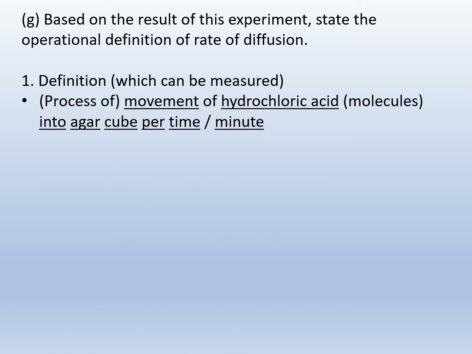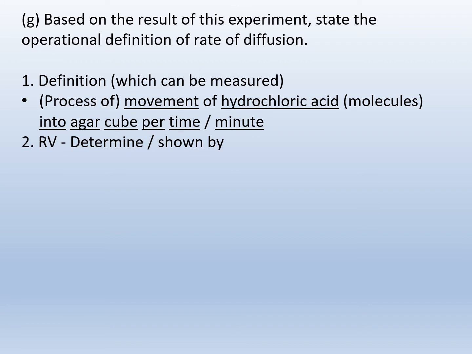G. Based on the result of this experiment, state the operational definition of rate of diffusion. For this question, you cannot give a general definition of rate of diffusion. You must refer back to the experiment, how the experiment is conducted, and use all the apparatus and materials in this experiment to give the definition of rate of diffusion. The definition must be something which can be measured. For example, the process of movement of hydrochloric acid into the agar cube per minute or per time.